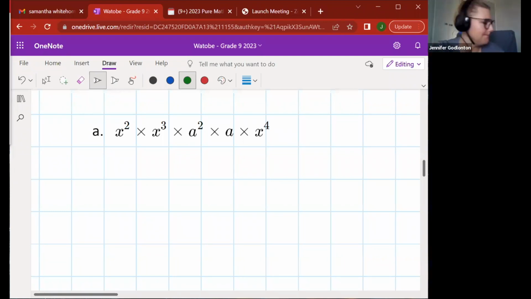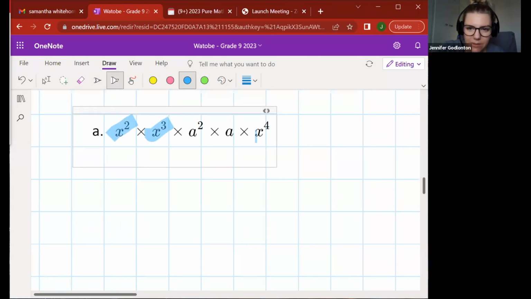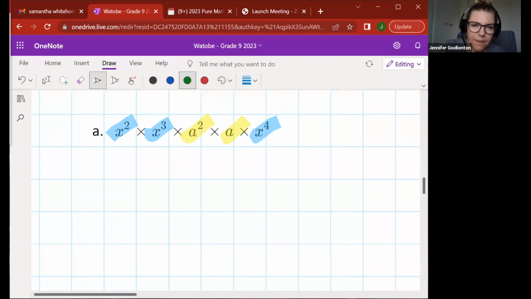Oh, we have 2 Lolitas. Just try and help out those of you who are struggling a little bit. So just be careful with your bases. Okay, Lolita, we are all yours. What is our answer to this question? I got x to the 9 times a to the 3. Beautiful. X to the 9 times a to the 3.